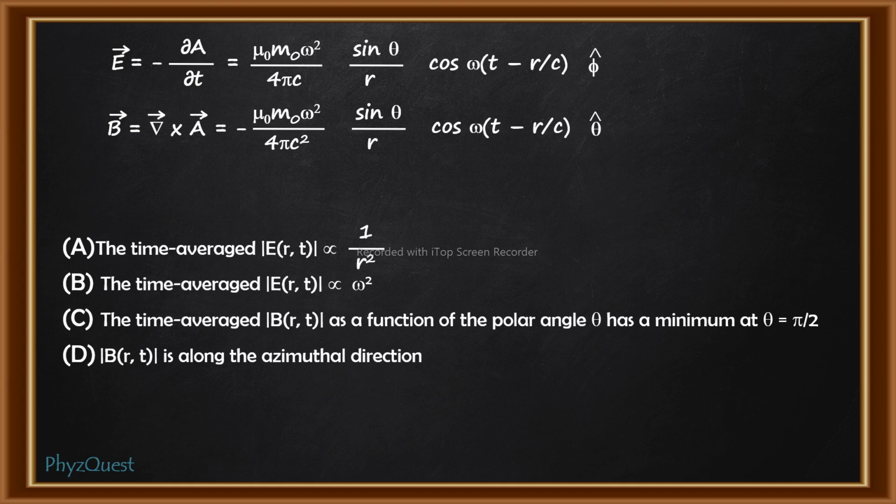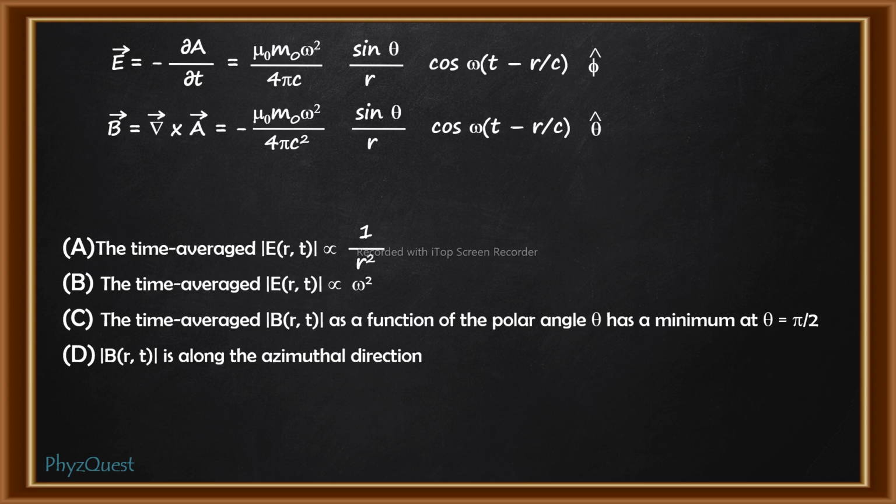First of all, option A says the time average value of electric field is proportional to 1 by r square. But if you look at the expression, this is proportional to 1 by r. So this is not correct. Similarly, option B says the time average value of electric field is proportional to omega square, which seems correct because we have a term omega square here. So the time average electric field is proportional to omega square. Now let's check the other 2 options.